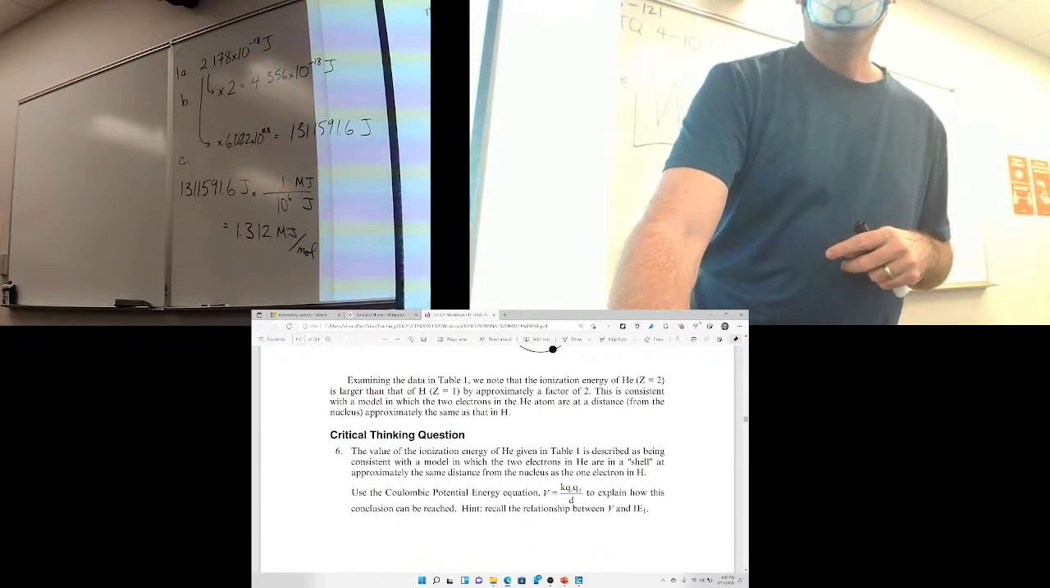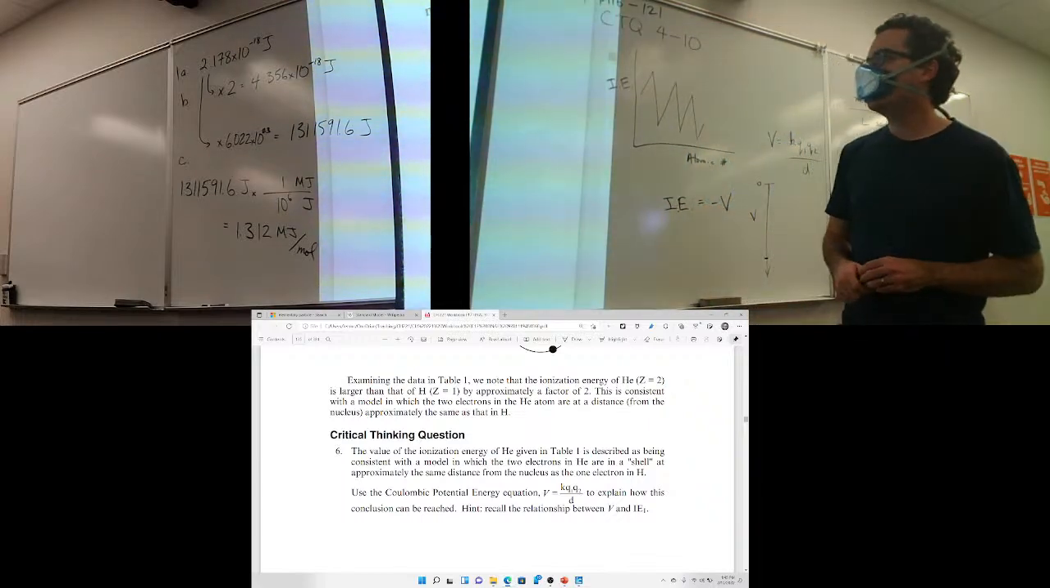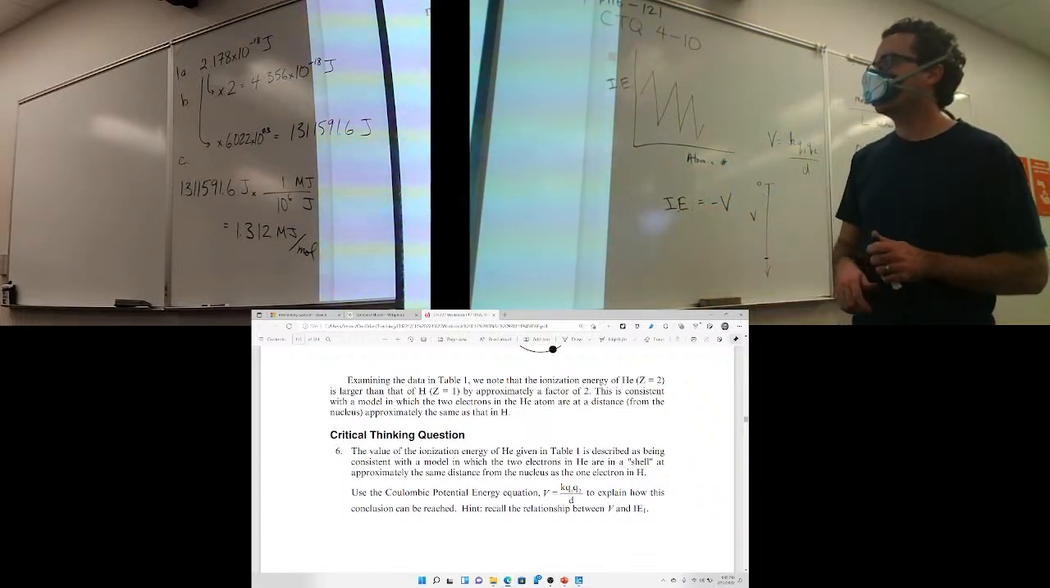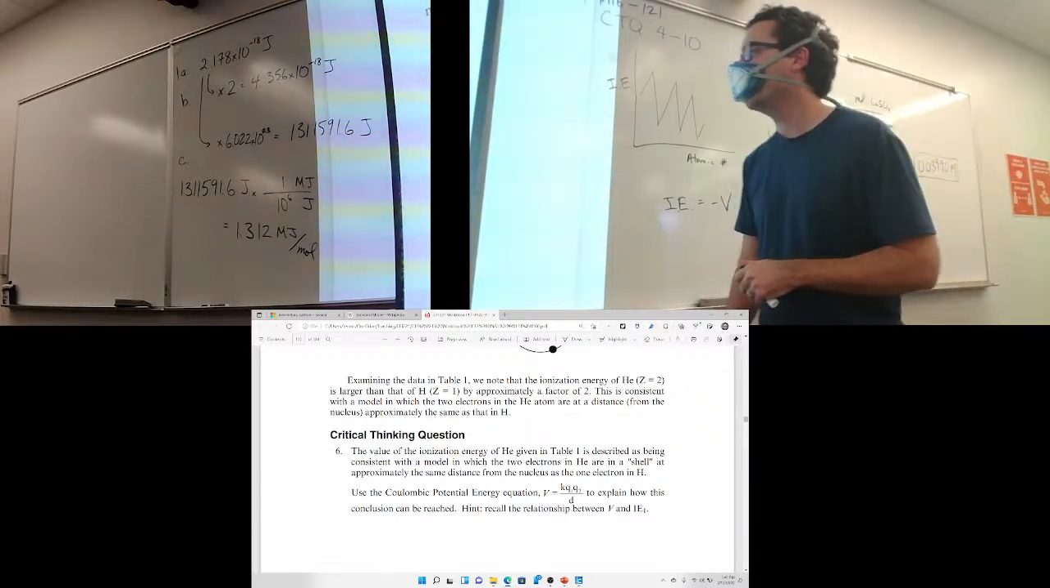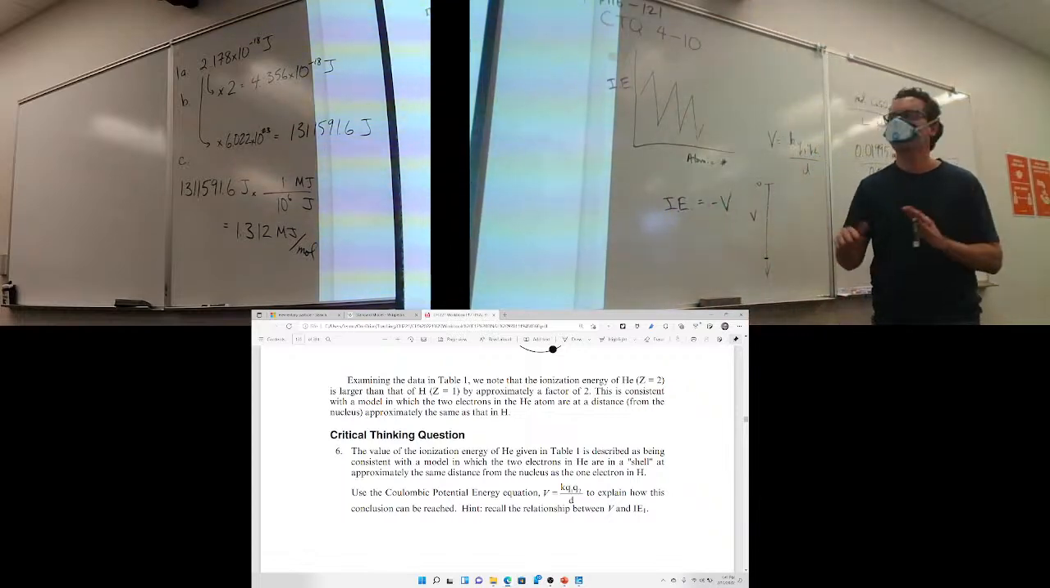The value of the ionization energy is described as being consistent with the model in which the 2 electrons in helium are in a shell. Use the Coulomb equation to explain how this conclusion could be reached. Well, we've been using this the whole time.